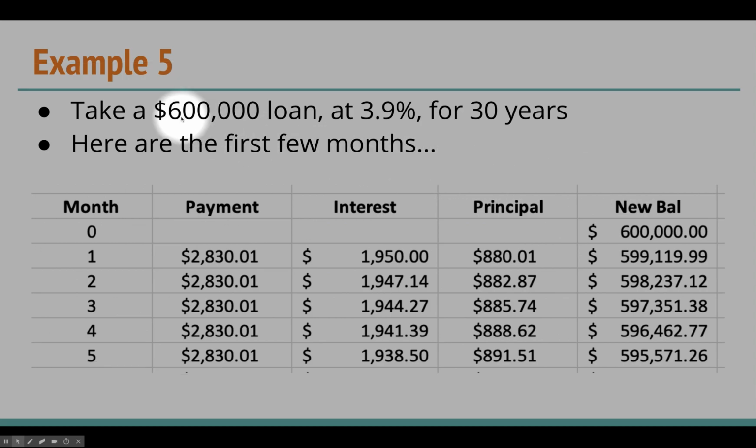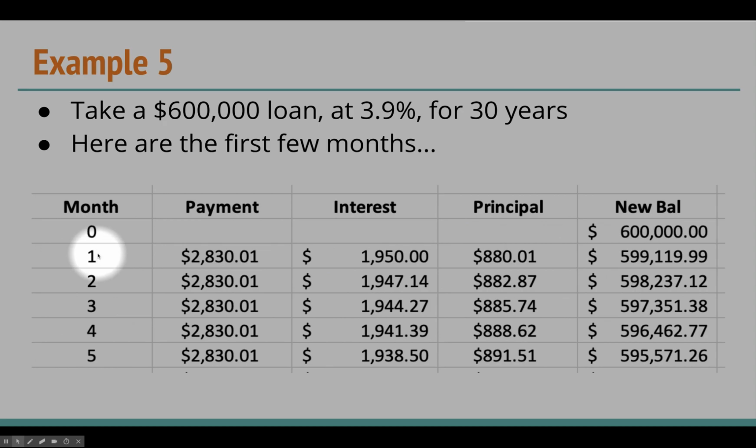Let's say we have a $600,000 loan that has an annual interest rate of 3.9%, and that loan lasts for 30 years. So it's like a mortgage, a home mortgage. Here's the first few months of the amortization schedule. So we'll start with month 0, which basically means the very first day or month in which the loan is originally taken out by the person. So its balance is $600,000.